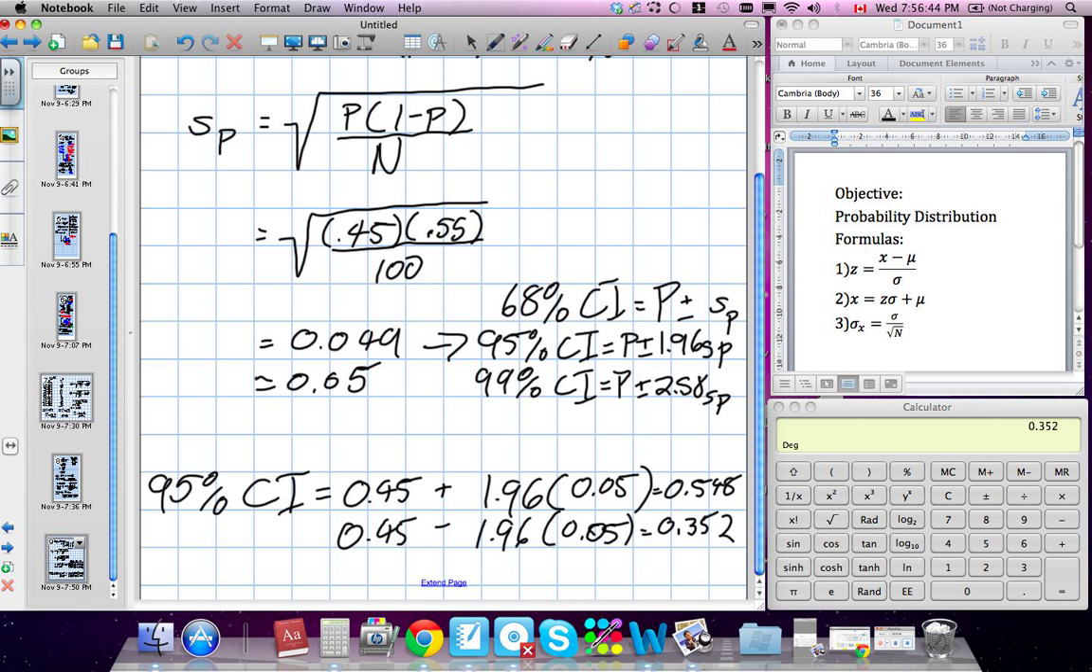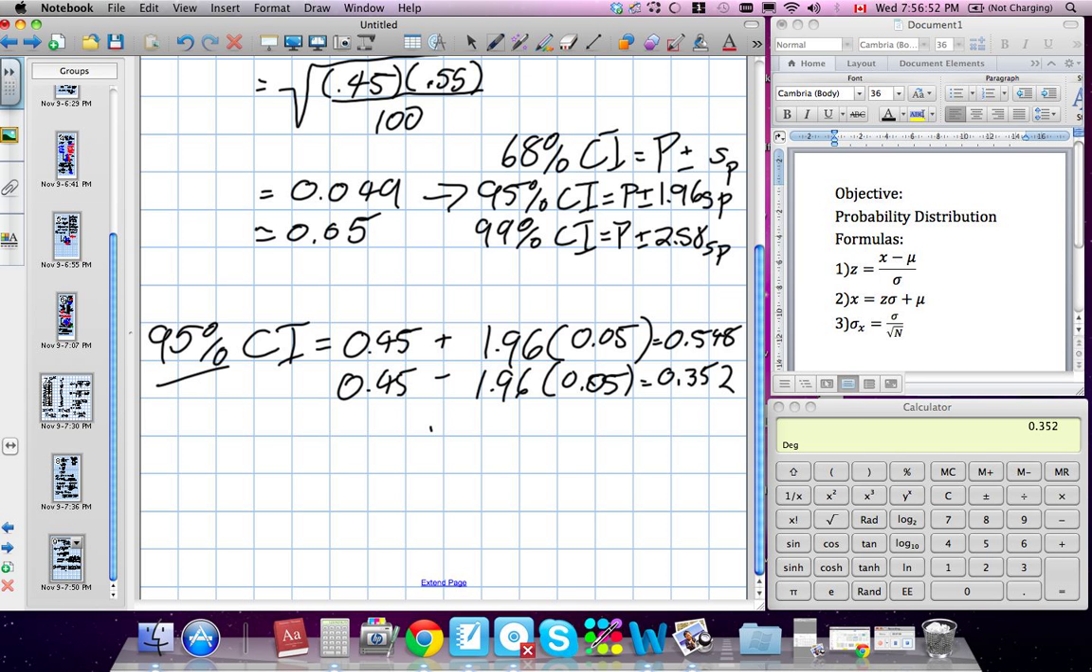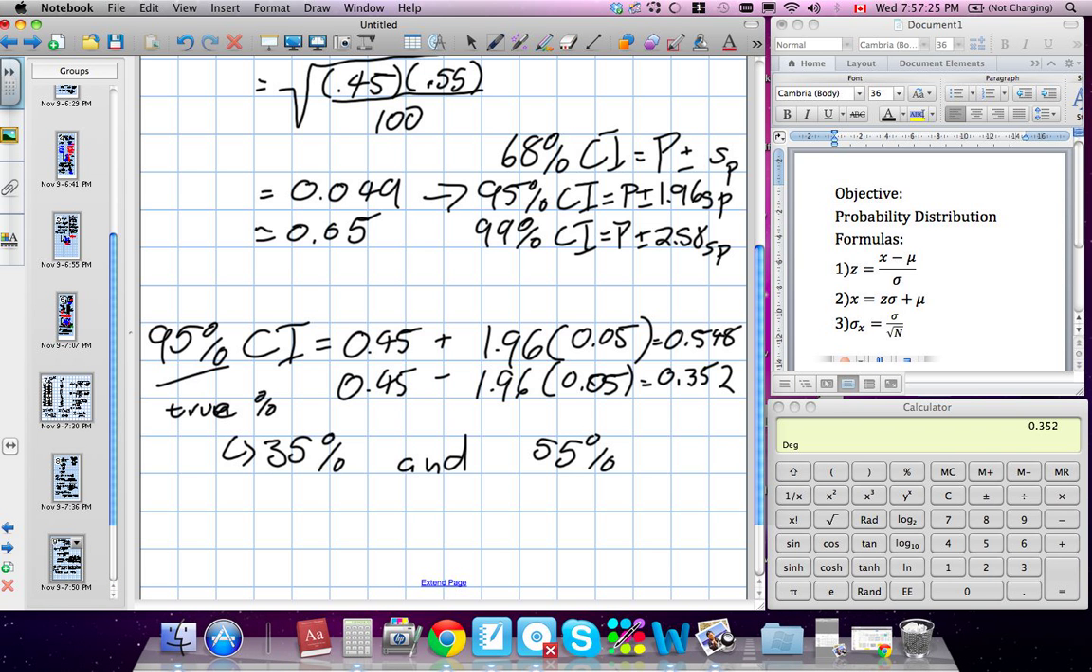We are 95% sure the true probability is neither smaller than 0.35 nor larger than 0.55. So in other words, they're saying they're 95% sure that the true amount of college students who think drugs should be legalized is between 35% and 55%. So from our sample, that's what we discovered.